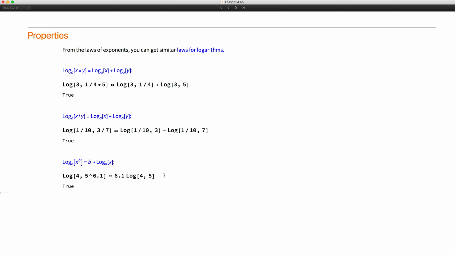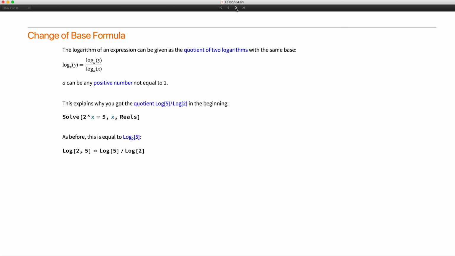And finally, if you have powers, then they turn into multiplications. So the log of x raised to b is b times the log of x. So the point is that logarithms are really useful because they convert multiplication to addition, they convert division to subtraction, and they convert powers to multiplication.